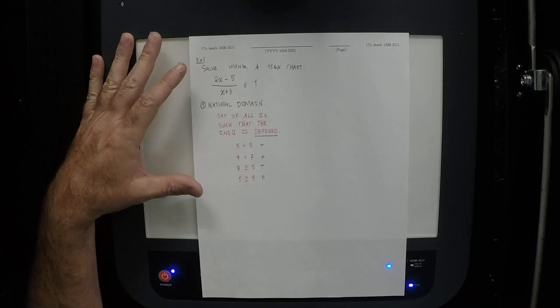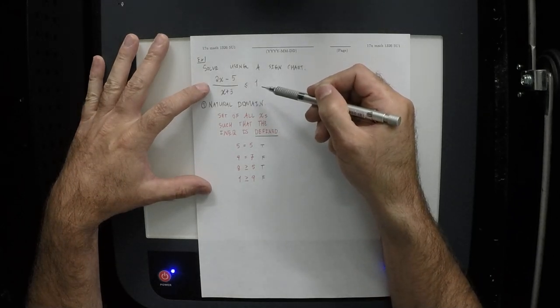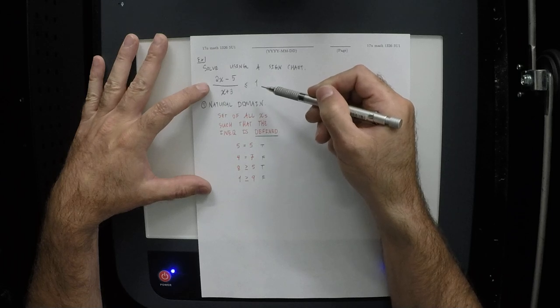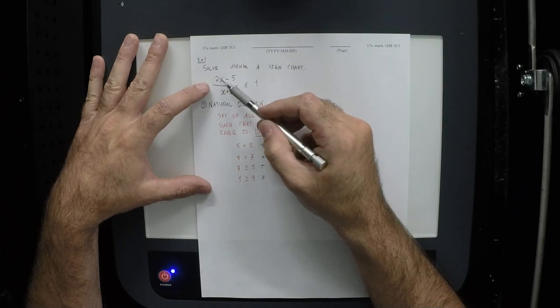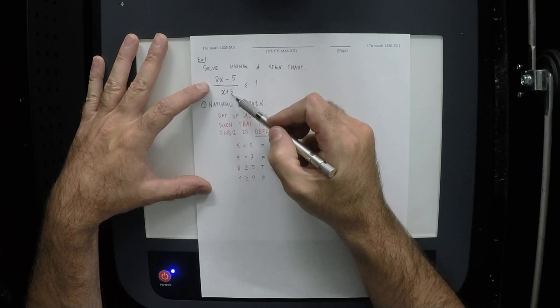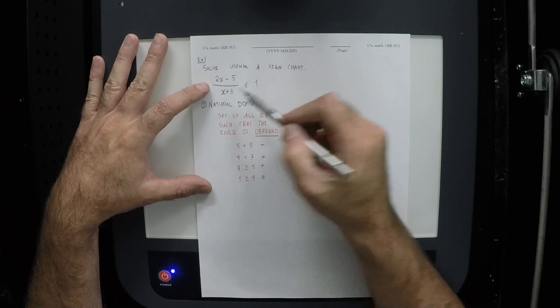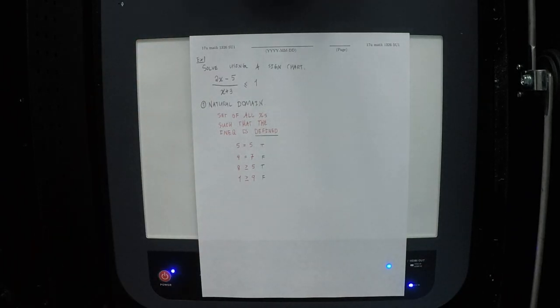Right. So have a look at this inequality. You could plug in 10. There's nothing wrong with plugging in 10, right? It'd be 2 times 10 is 20 minus 5 is 15, divided by 10 plus 3, that's 13. So that'd be 15 divided by 13. And that is, in fact, less or equal to 1. So not only is it defined there, but it's also true there.